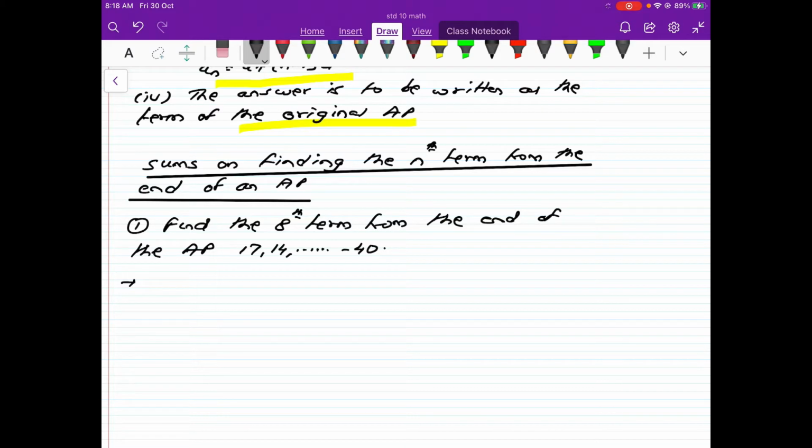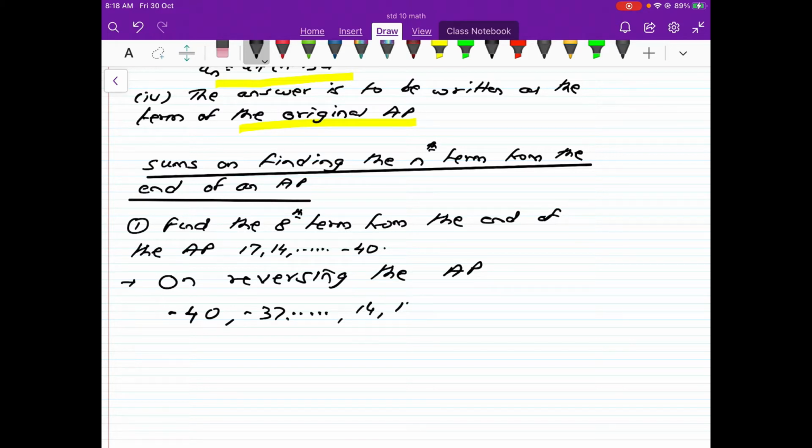So this is the first sum. Find the 8th term from the end of an AP. The AP is given to you as 17, 14 and up to minus 40. So what is my first step? The first step is reversing the AP. On reversing the AP, what do we get? We get minus 40, minus 37, minus 34 and so on, then 14 and 17.